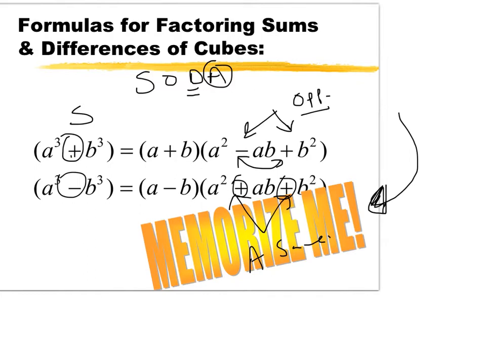So let's go through this. We have the cube root of both of our terms, and then we have this pattern of the first term squared, the last term squared, and we multiply our two terms together. Let's do a couple examples. Write these down in your notes, and for the first few examples, we're just going to write this down, and then we're going to follow the pattern.